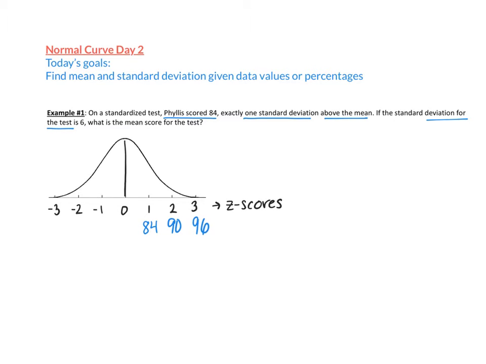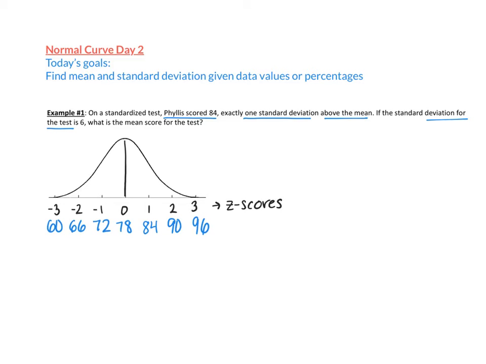And then we're going to start with our 84, and then to get back to 0, we're going to subtract 6, which will give me 78. Subtract 6 again, I'm at 72. Subtract 6 again, I'm at 66. And then subtract 6 one more time, I'm at 60.